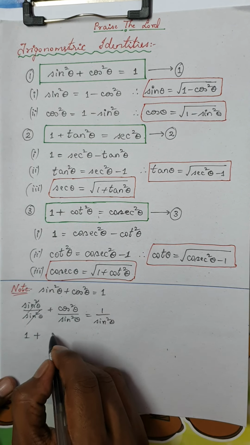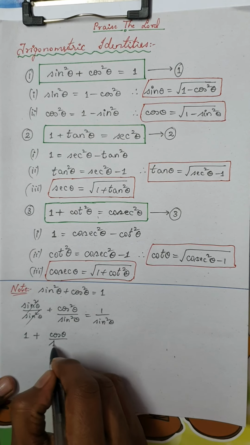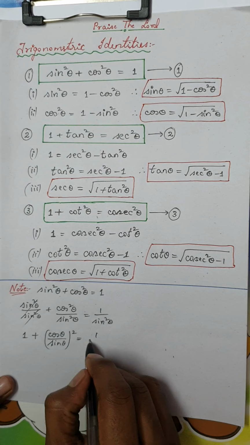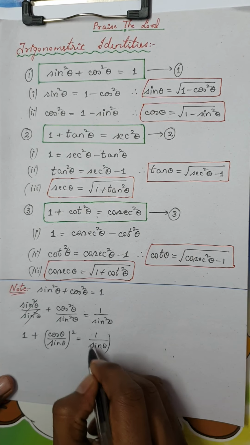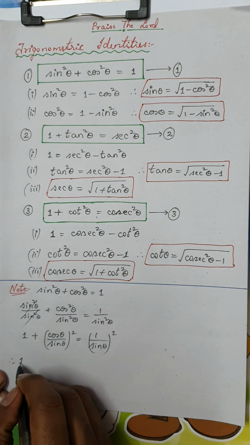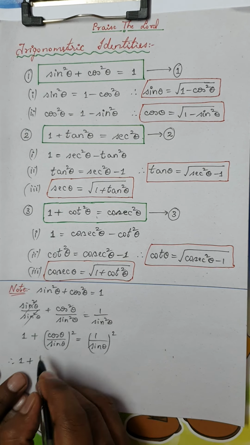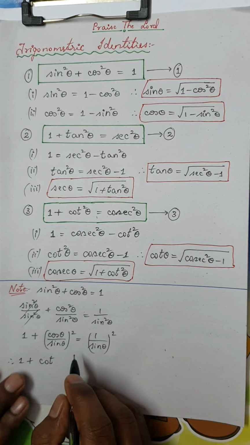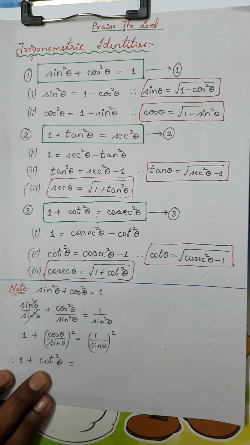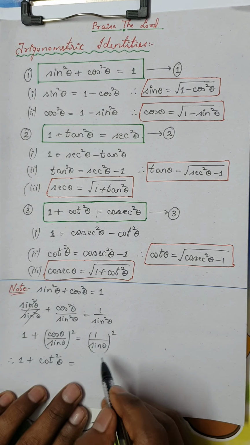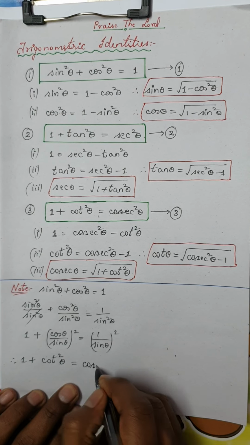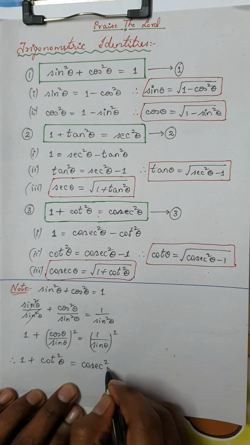I can write it as cos theta by sin theta whole square. This is nothing but 1 divided by sin theta whole square. Therefore 1 plus, what is cos by sine? You all know, cos by sine is cot. So taking the square, 1 plus cot square is nothing but the reciprocal of sine, what? Who is the younger brother of sine? Yes, right, cosecant. So you have cosecant square theta.